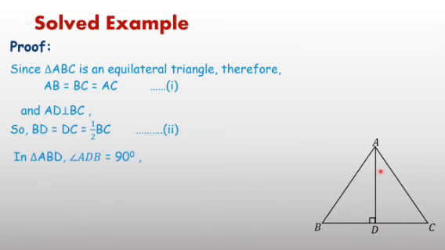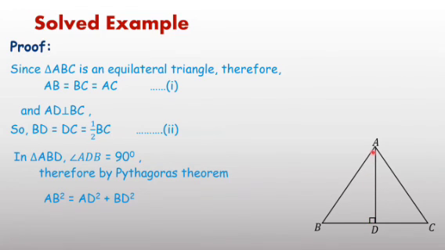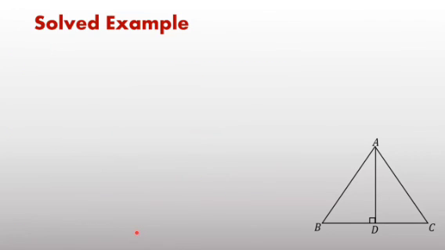Next, in triangle ADB, angle D is 90 degrees, so we can apply the Pythagoras theorem. By applying it, you get hypotenuse square, meaning AB square, equals perpendicular square plus base square: AD square plus BD square. The value of BD is BC by 2. In place of BD we can write BC by 2 whole square, which is BC square by 4.